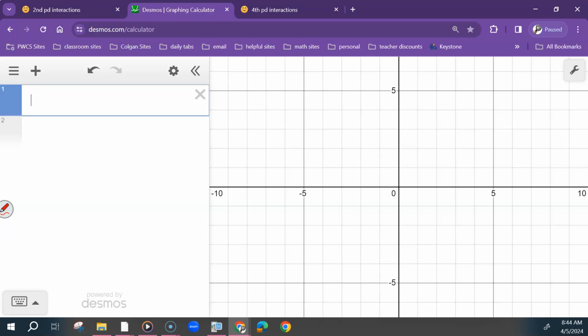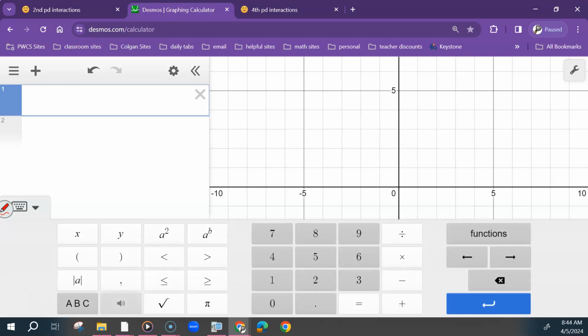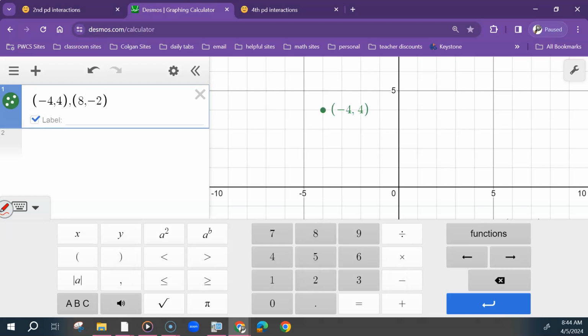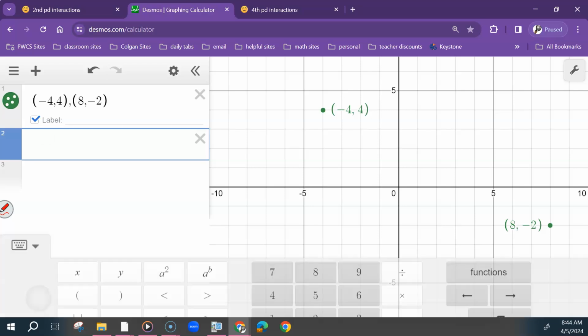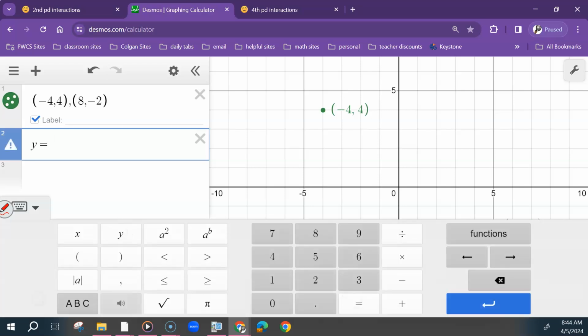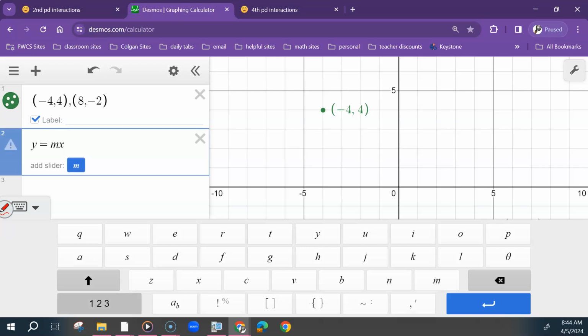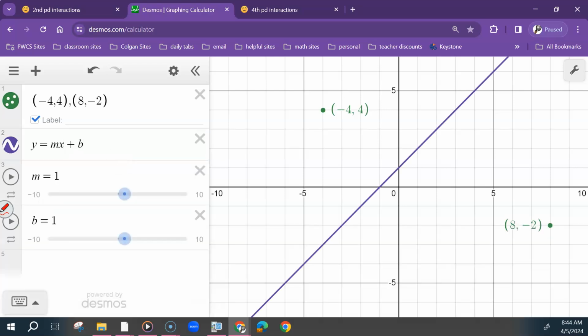Okay, so for number 3, if I were to plot the points -4, 4, and 8, -2. Then I'm looking for the line that goes through this, so I can type in y equals mx plus b. Add in all the sliders. Figure out what my slope is by counting.